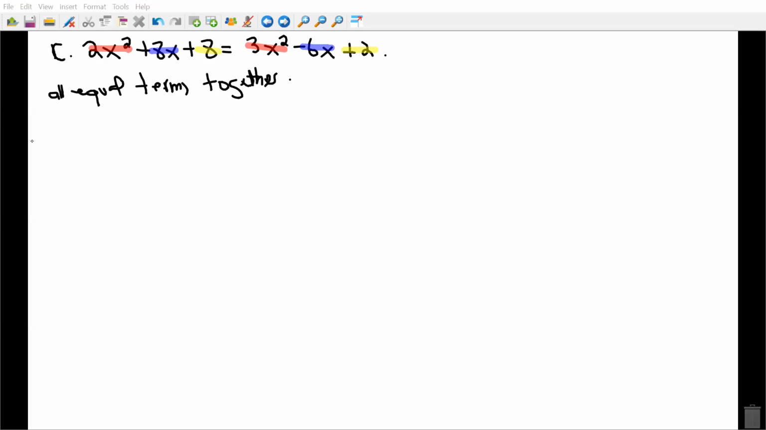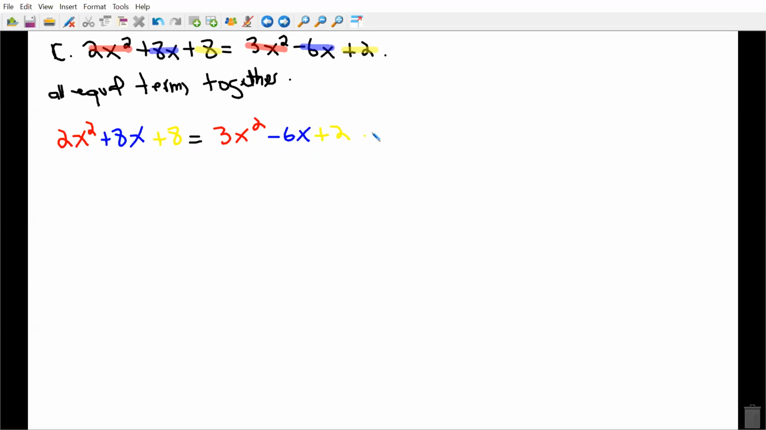Guys, give me a hand over here. I need to hear your voice. So 2x squared, I'm going to be coloring in different tones, plus 8x, and then plus 8. And this is going to be equal to 3x squared minus 6x, and then plus 2. Yes?